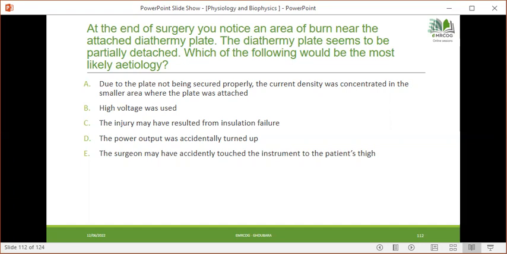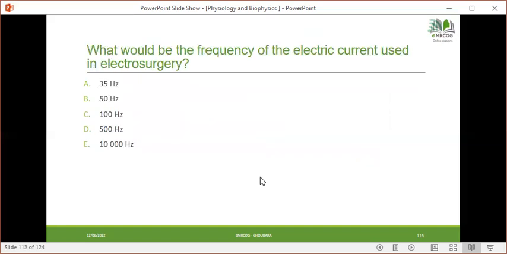Why? Because I need the current to move inside the patient's body. I don't need any amount of electricity to escape. If any amount of the current density or electricity escapes from the plate to the skin of the patient, it will cause burns. This is the idea of monopolar diathermy.